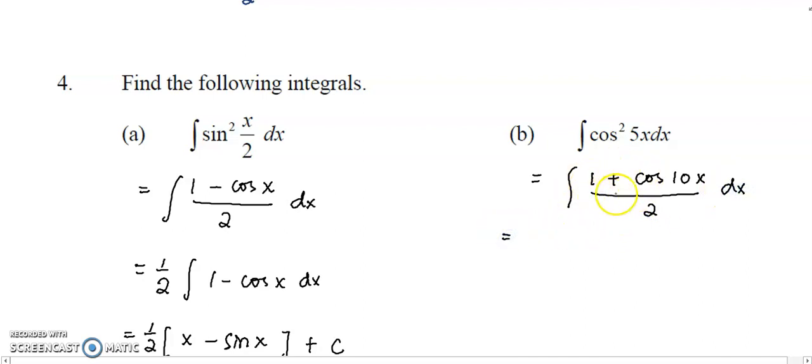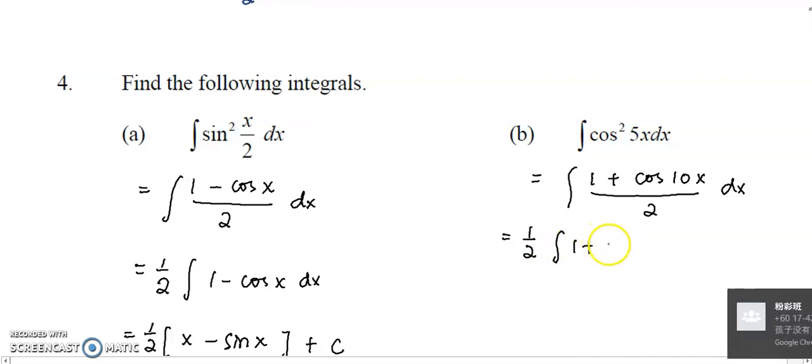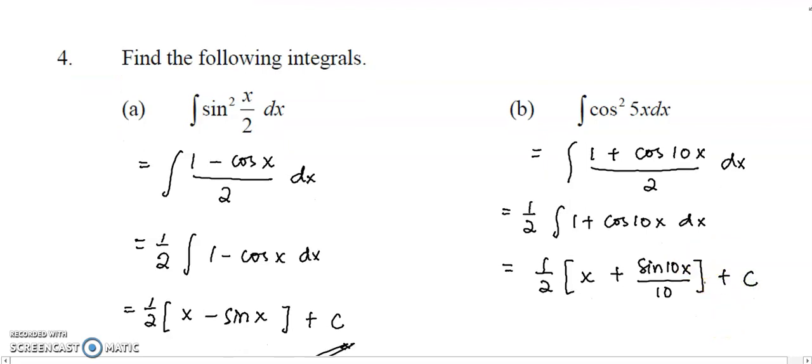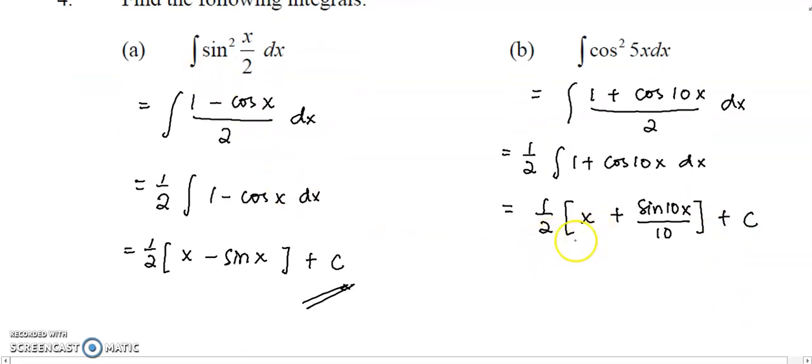Again, before I integrate, I take out the 1 over 2 first. Then I just focus on integrating 1 plus cos 10x. Then copy down the 1 over 2, integrating 1, you have x. Integrate the cos 10x, you get sine 10x divided by 10, plus constant c. Then later on, you might multiply 1 over 2 by x and by sine 10x over 10, or let's just leave this as our final answer.